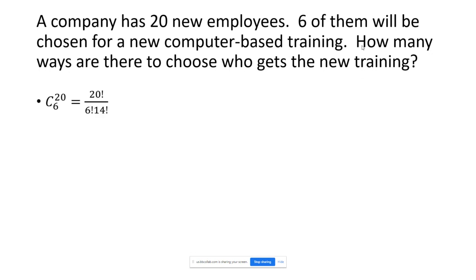All right. So this is going to be 20 choose 6. So 20 factorial divided by 6 factorial times 14 factorial. Someone want to tell us what that gives on your calculator? 38,760. Does that agree with what other people got? Cool.